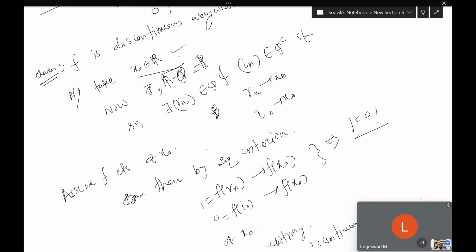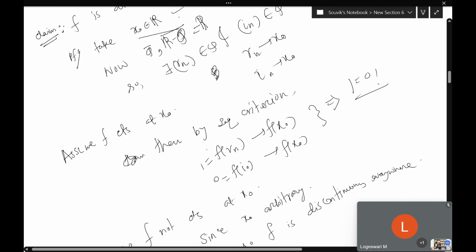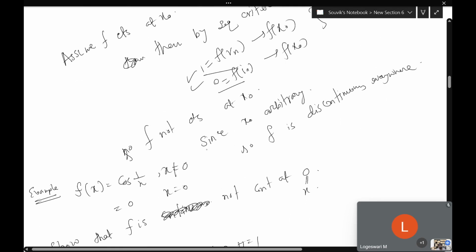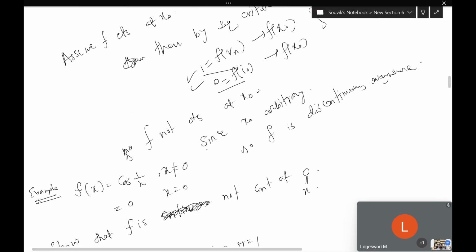Now, since we assume that f is continuous at x naught, the sequential criterion gives us that f(Rn) goes to f(x naught) and f(In) goes to f(x naught). But f(Rn) is 1 because Rn is rational, and f(In) is 0 because In is irrational, so 1 equal to 0 is a contradiction. So f is not continuous at x naught, but since our x naught is arbitrary, f is discontinuous everywhere. Basically, this is a nice application of the sequential criterion theorem.